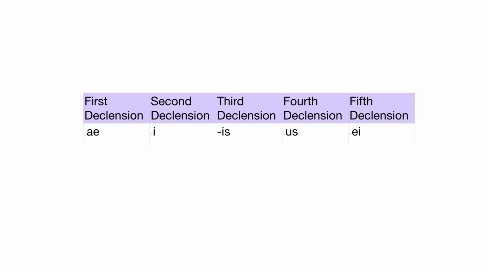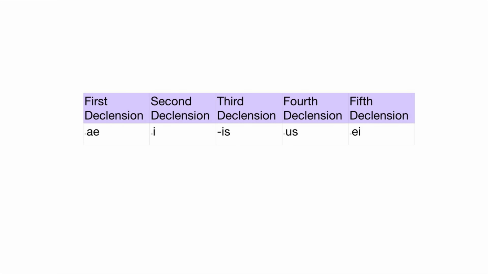So first declension always has the genitive singular ending in AE. So AE tells us a noun is in the first declension. I tells us a noun is in the second declension. IS tells us a noun is in the third declension. US tells us a noun is in the fourth declension, and EI tells us a noun is in the fifth.